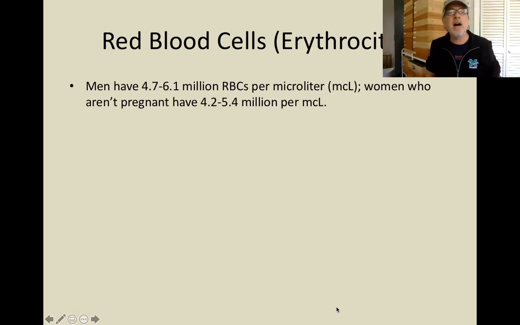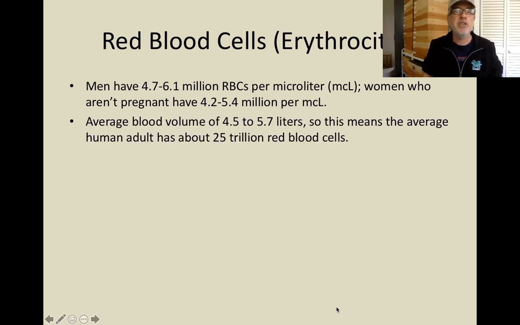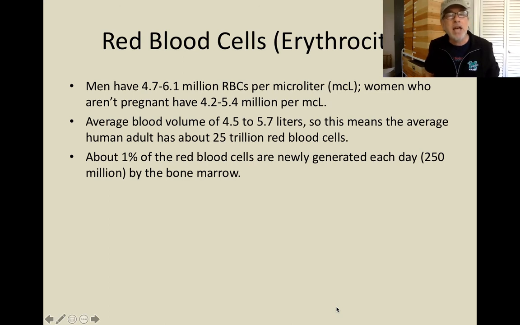Men have between 5 and 6 million red blood cells per microliter of blood. Women have about 1 million less on average, between 4 and 5 million per microliter. Since the average blood volume is 4.5 to a little over 5.5 liters, this means the average human adult has about 25 trillion red blood cells. About 1% of the red blood cells are newly generated each day. That's 250 million new red blood cells made each day by the marrow of your bones.